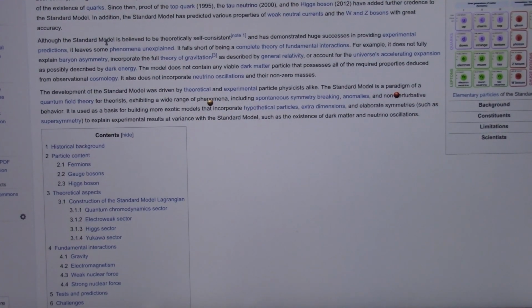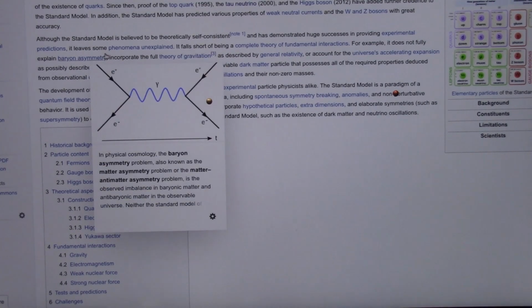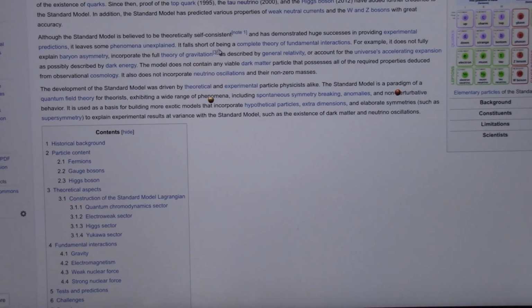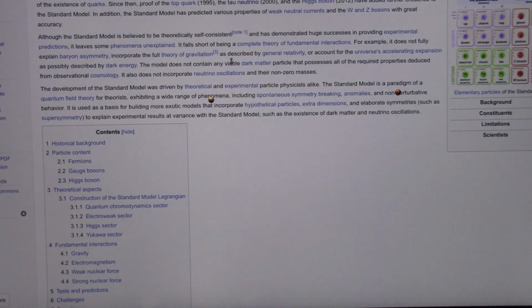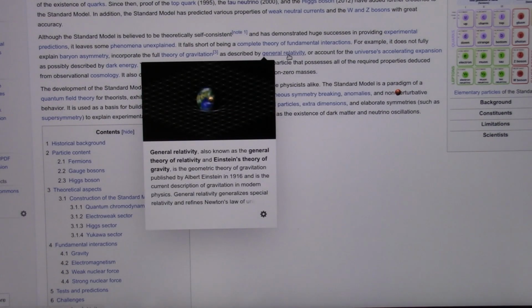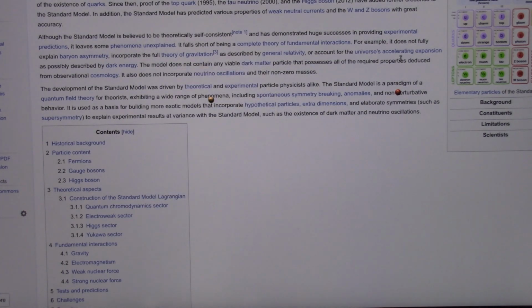Well, here it is. Although the standard model is believed to be theoretically self-consistent, and has demonstrated huge success in providing experimental predictions, it leaves some phenomena unexplained and falls short of being a complete theory of fundamental interactions. It does not fully explain baryonic symmetry or incorporate a full theory of gravitation. There's no gravitation theory whatsoever that works with it. It really doesn't work with general relativity anymore. The universe's accelerating expansion is possibly described by dark energy, which they have no idea what dark energy even is. All of that stuff doesn't work.